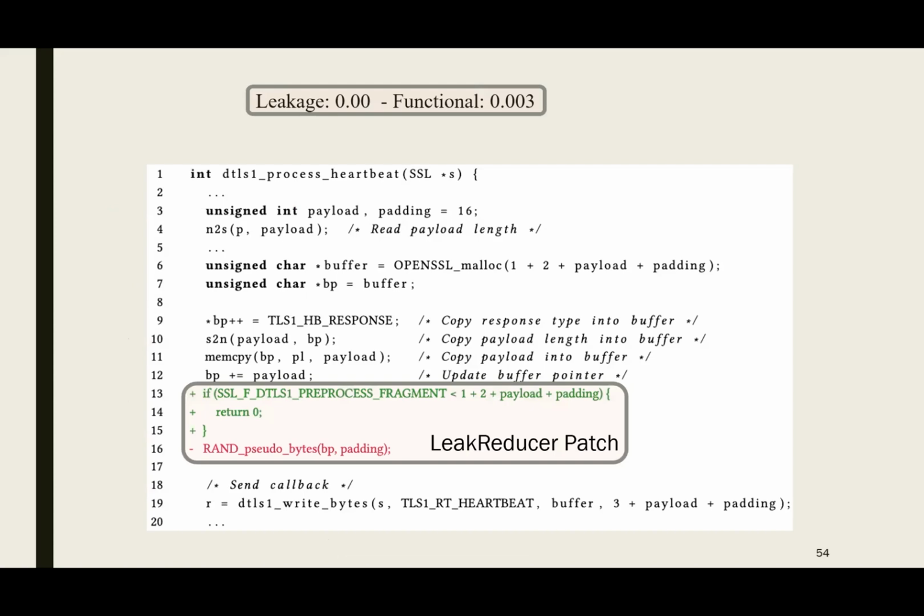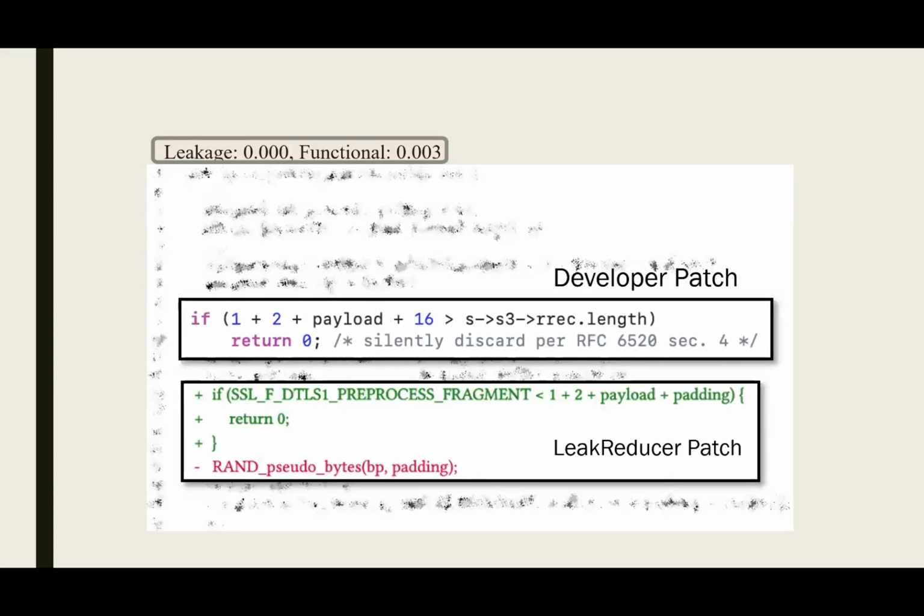And if we look at what happened in Heartbleed, you can see we actually got a pretty good patch. This is part of the Heartbleed. This is our patch, and if we look at a developer patch, you can see that we're pretty close. We're at leakage of 0, functionality of 0.003. Somebody probably could look at our patch from LeakReducer and then figure that out. Here's the developer patch where they return 0. We're doing the same thing, but we've got a couple other little issues here, so it's not quite perfect.